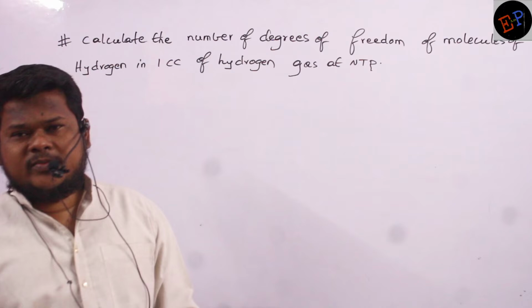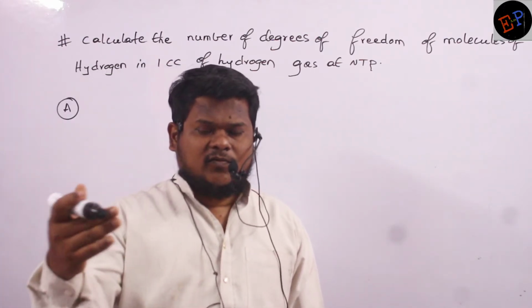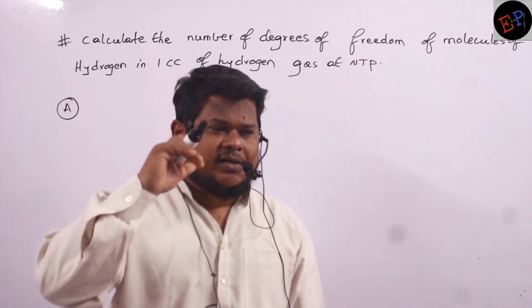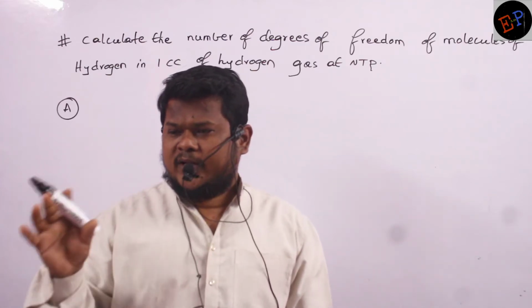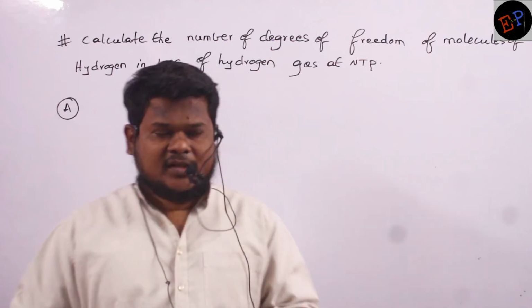Cc. Cc means cubic centimeter, no? It means it is a volume: 1 centimeter length, 1 centimeter width, and 1 centimeter height. So in that cube, how many molecules of hydrogen will be present? First of all, I have to calculate that. Are you able to understand?